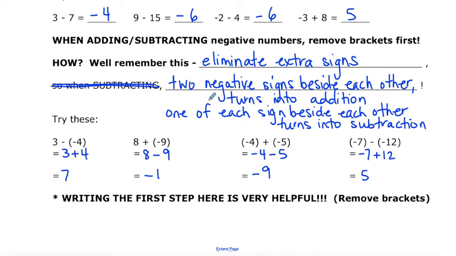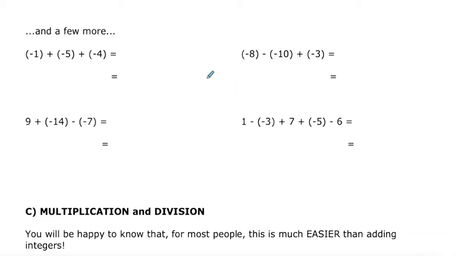So once we've sort of reviewed or mastered adding and subtracting negative and positive integers, we're going to take a look at just a few more in terms of thinking about more than two operations at a time, and then we're going to take a look at multiplication and division. So again, I want to start by eliminating any extra signs that I might have.